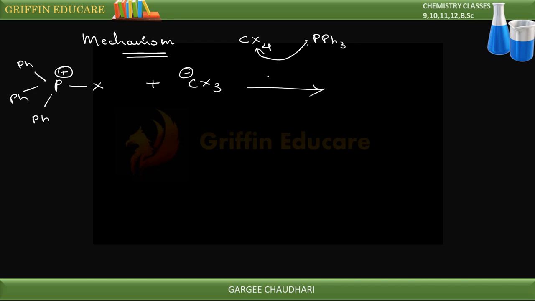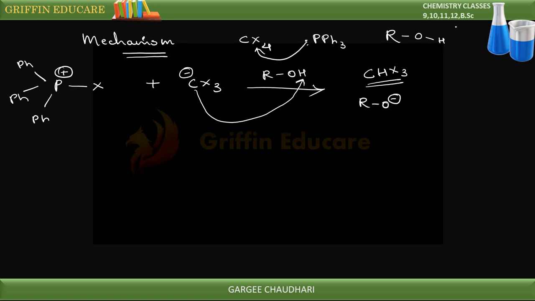Then we have alcohol. This carbon negative will take the H positive and form the CHX3 group, and we are left with the alkoxide. Whenever R is attached to oxygen and oxygen is attached to H, oxygen being more electronegative will have negative charge, hydrogen being less electronegative will have positive charge. That means while leaving we are left with the alkoxide group.